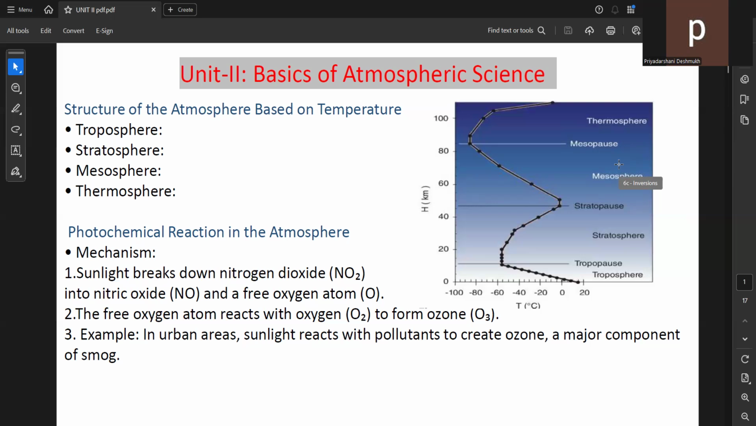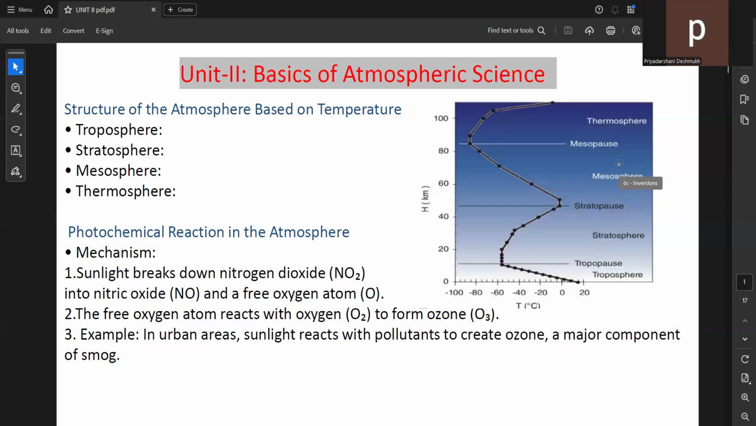Now here, the troposphere extends from 0 to 12 kilometers and the temperature decreases with the altitude, that is approximately 6.5 degrees Celsius per kilometer. Weather phenomena occur here in the troposphere. Next is the stratosphere. This particular sphere extends from 12 kilometers to 50 kilometers and the temperature increases with the altitude due to the absorption of UV radiation by the ozone layer.